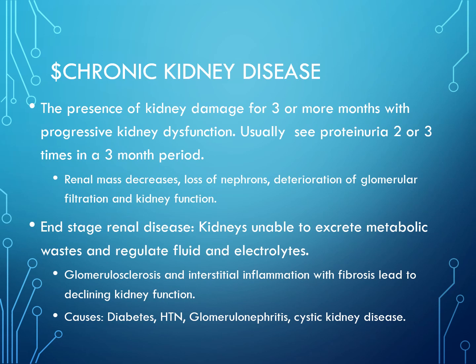Now, again, chronic kidney disease is the presence of kidney damage for 3 or more months with progressive kidney dysfunction, and usually we'll see proteinuria 2 or 3 times in a 3-month period. Renal mass may decrease, there may be loss of nephrons or deterioration of the glomerular filtration, as well as kidney function. Kidneys are unable to excrete metabolic waste and regulate fluid and electrolytes. Glomerular sclerosis and interstitial inflammation with fibrosis can also lead to declining kidney function.